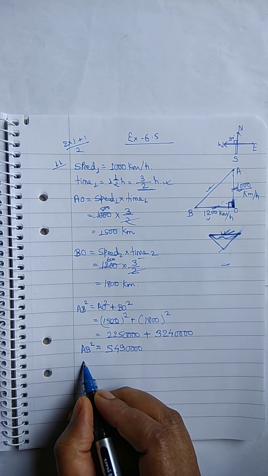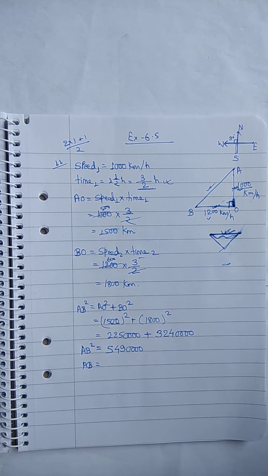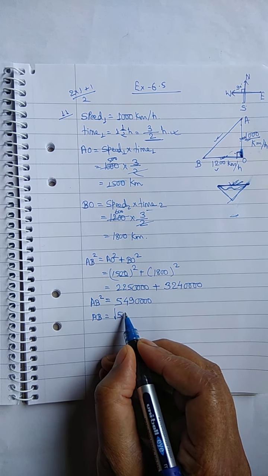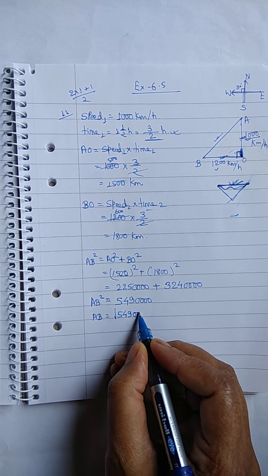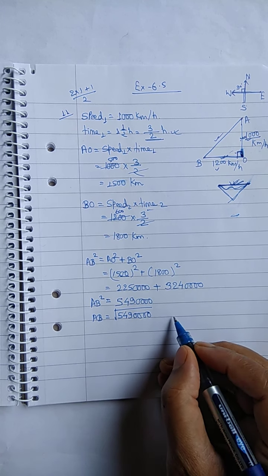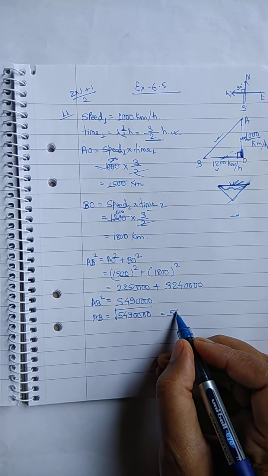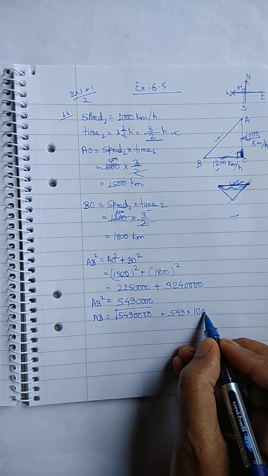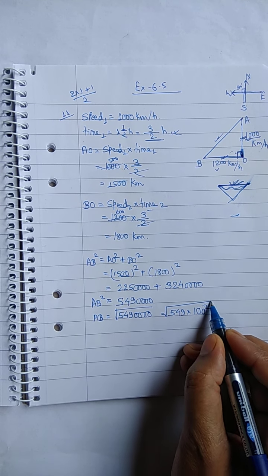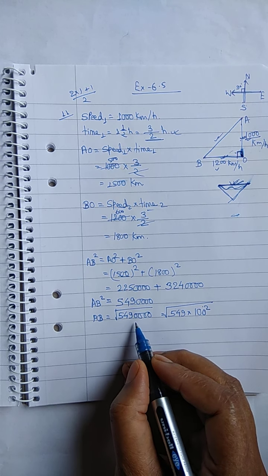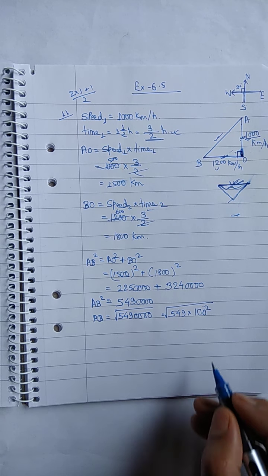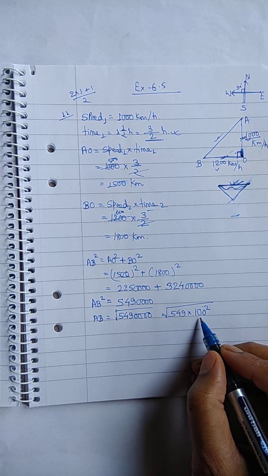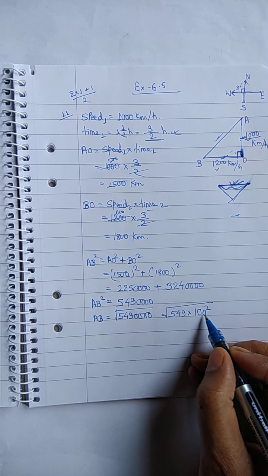Fine. So we have to calculate AB. What is AB? AB equals root under 549 0000. Or we can also write it as 549 into 100 square, because 100 square is 10,000. Or we can write it, it's your wish. Here also we can write 4 times the 0, then in the next line you have to write 100 square.